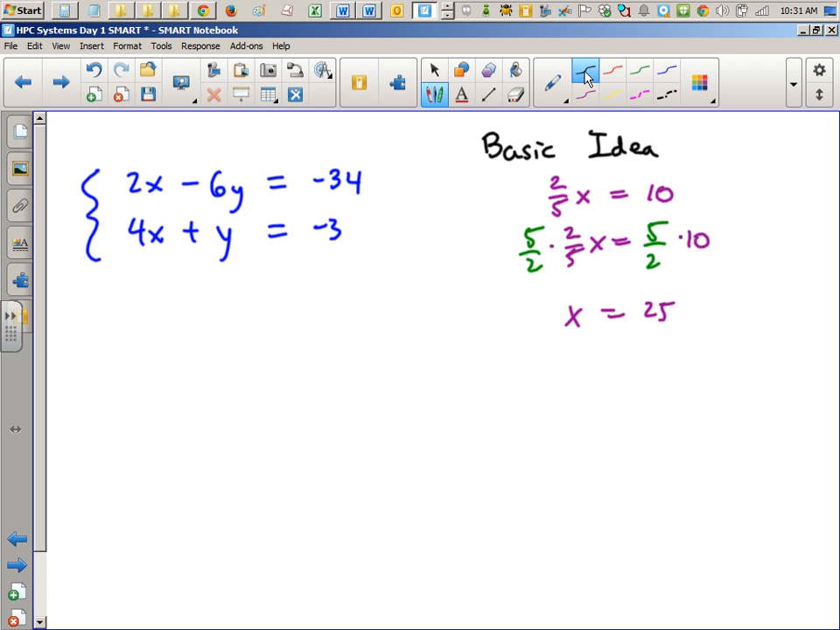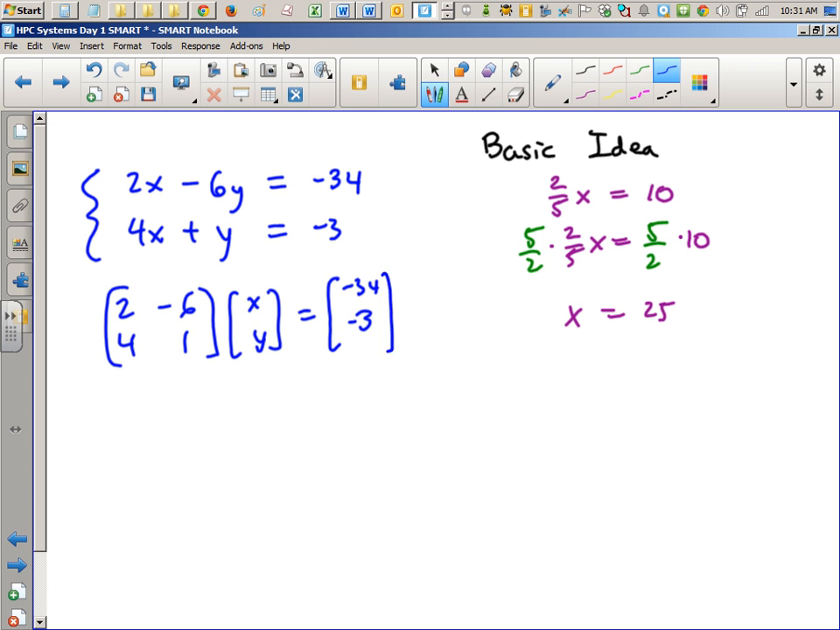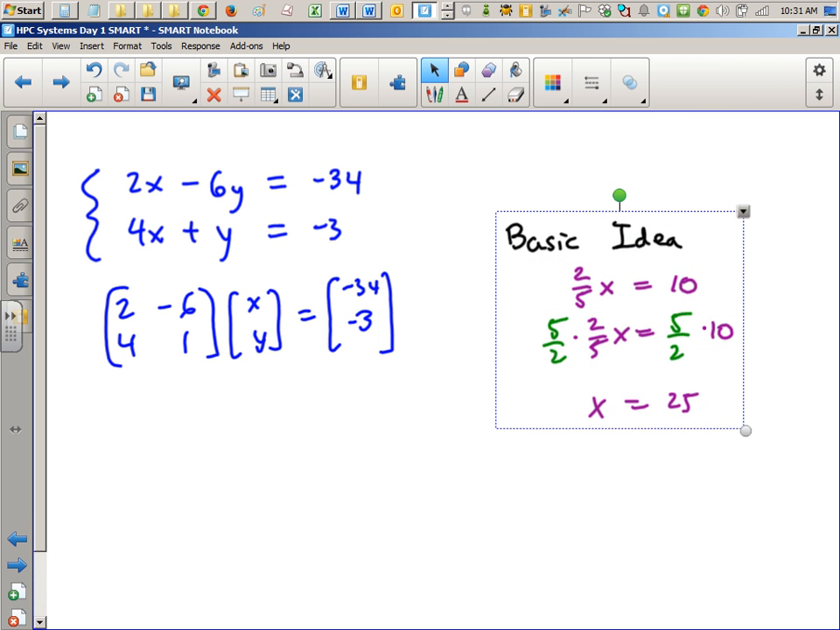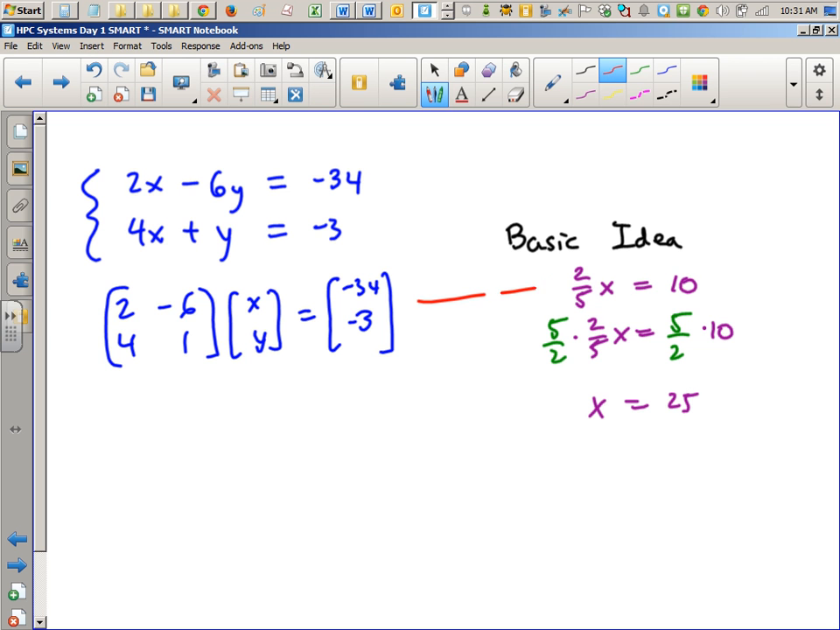First of all, I'd like it to look like this kind of problem. So I'm going to write it a little differently. I'm going to write it like this: 2, -6, 4, 1, variables and values we're equaling. Now this looks like my basic idea equation on the left, right? Looks kind of like this, doesn't it? In fact, now it's called a matrix equation. It actually has a name. This is a matrix equation.